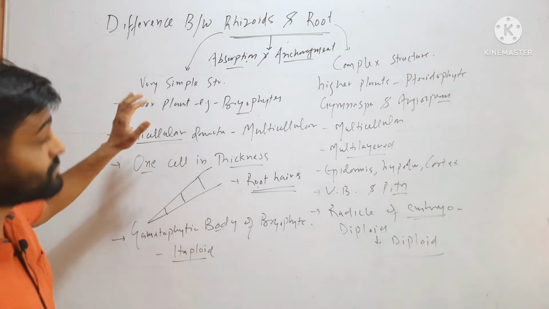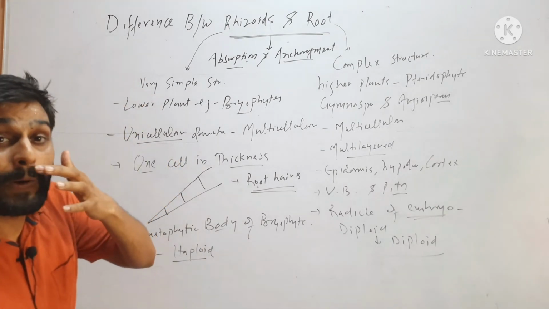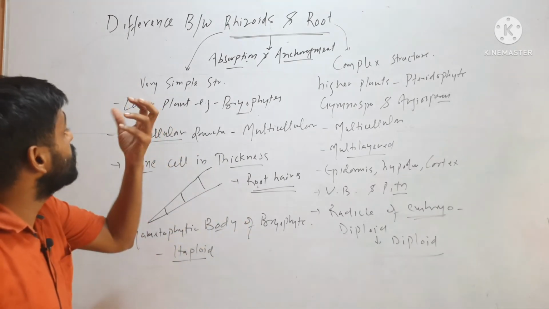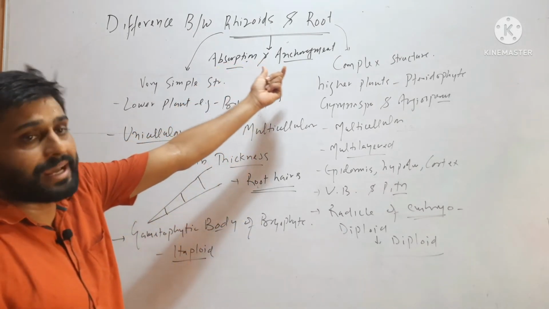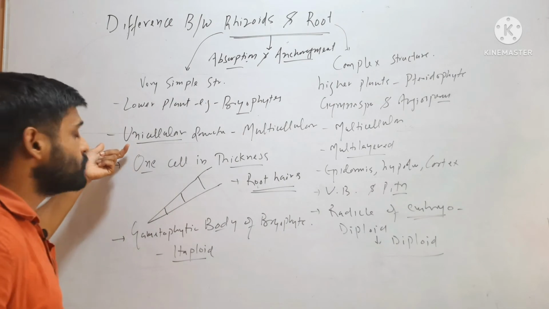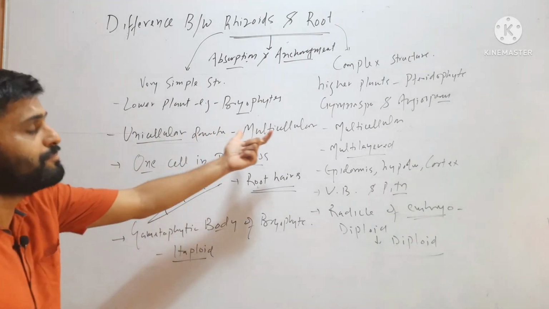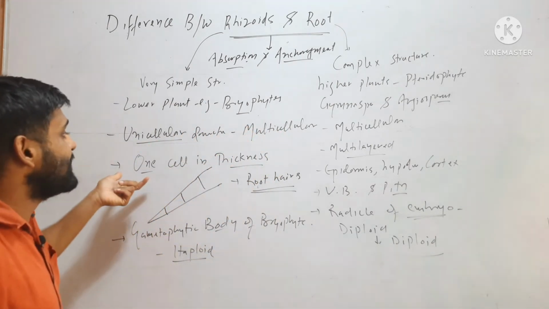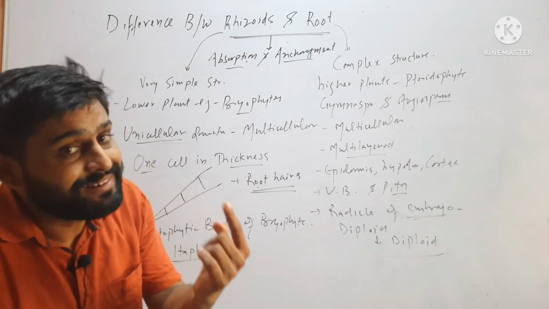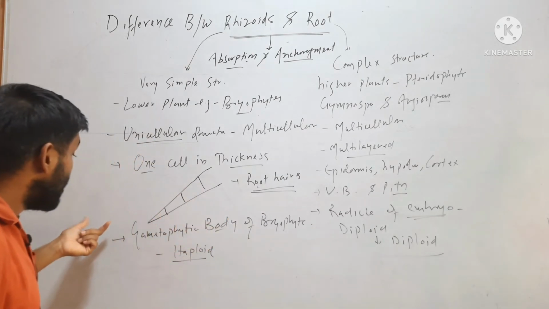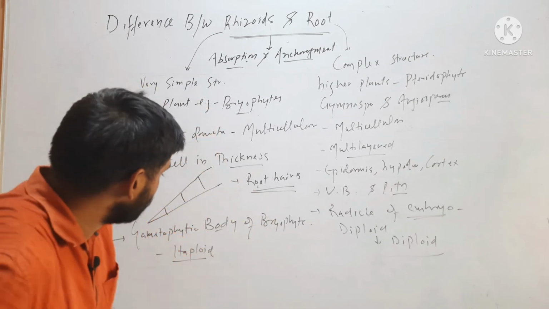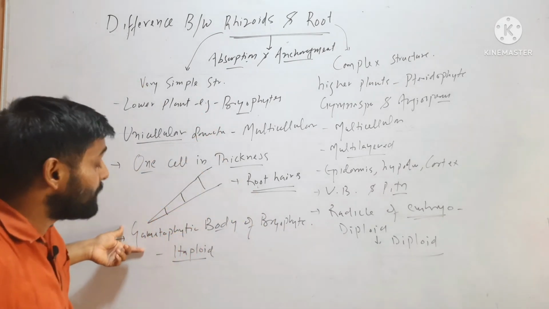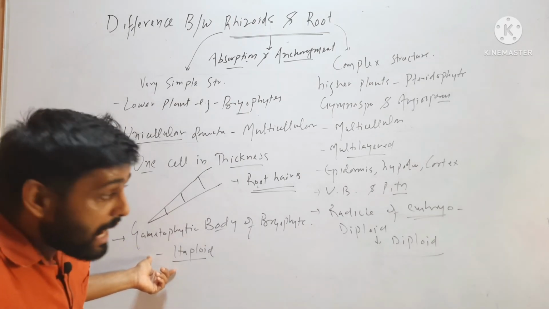Rhizoids are simpler structures that are found in simpler plants, or you can say lower plants, that is bryophytes. In bryophytes, it is the main absorptive and anchorage organ. It may be unicellular, but sometimes it may be multicellular. When it is multicellular, it is always one cell in thickness, and it arises from the lower epidermis of the gametophyte of the bryophyte. If it arises from the gametophytic body, then it will always be haploid.